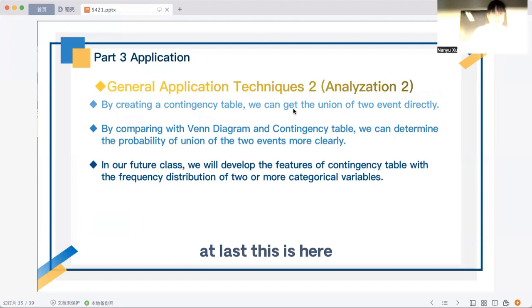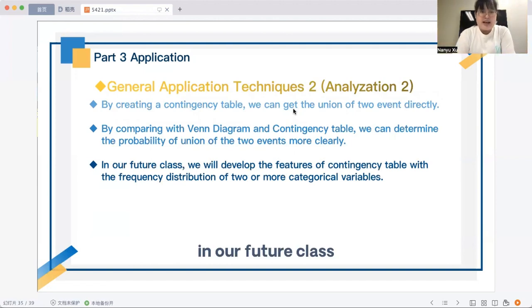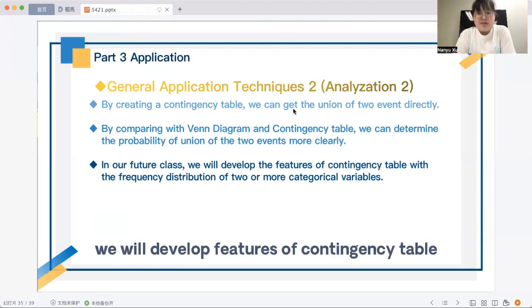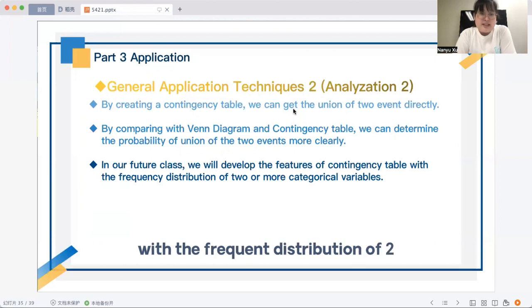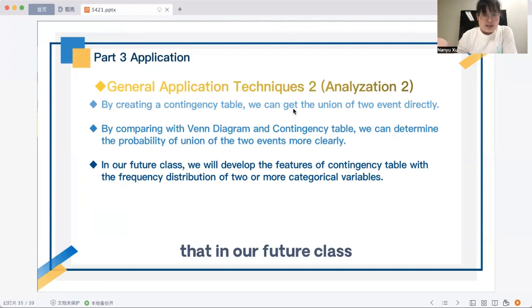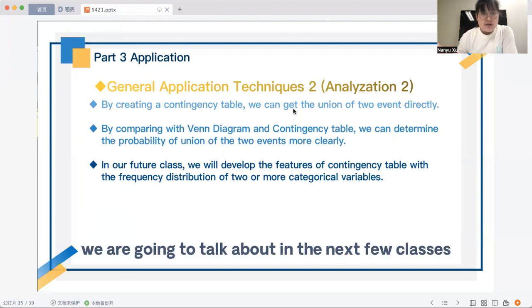And the last note is here. In our future classes, we will develop the features of contingency tables with the frequency distribution of two or more categorical variables. We are going to talk about that in the next few classes.